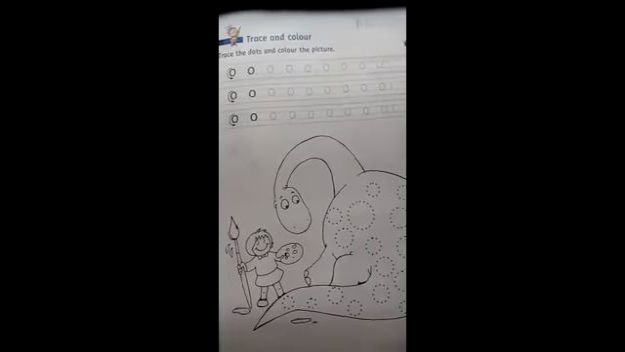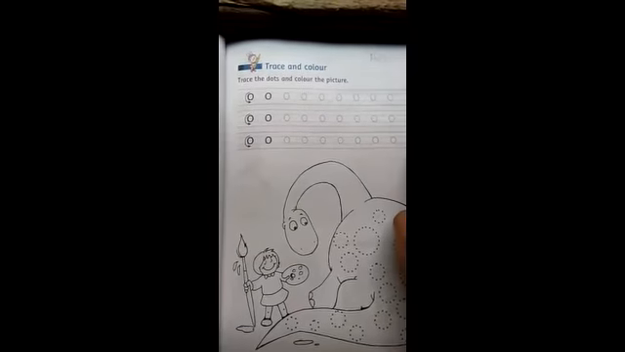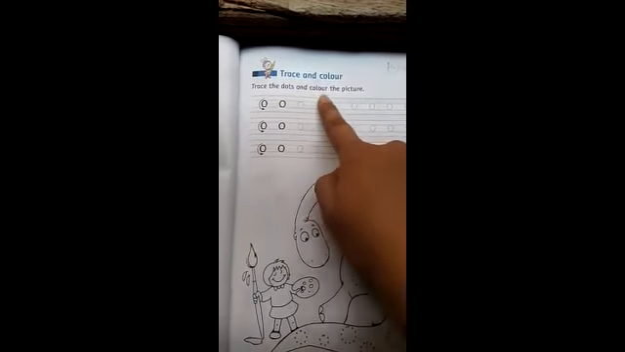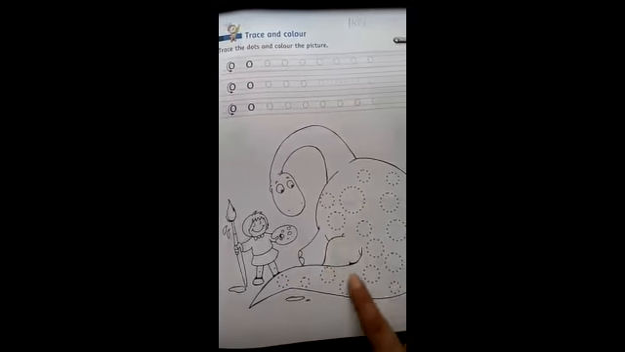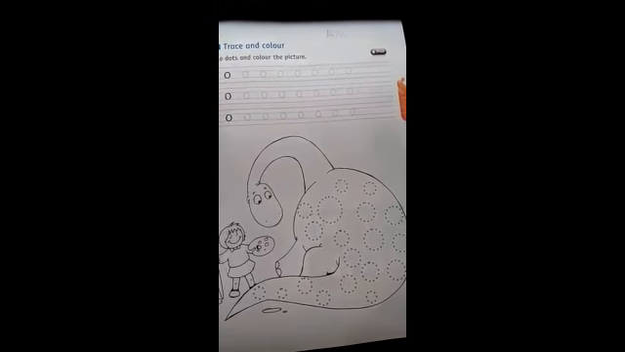Students, you have to color it. Trace your dots and after tracing, you have to color it. And now, this is your homework. Trace the dots and color the picture. You have to trace all the dots and color the picture with your favorite color.